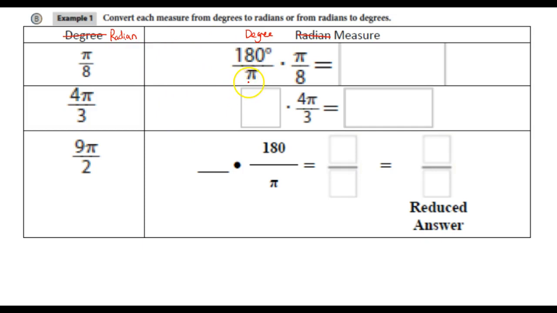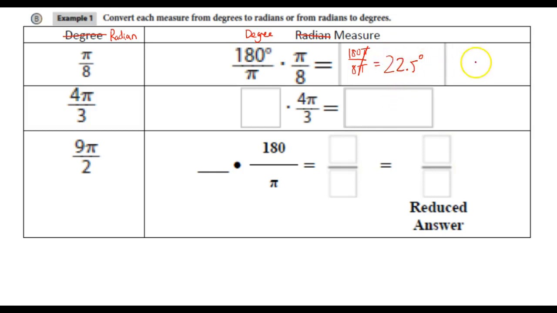So that would be 180 pi over 8 pi. And you notice that the pi's kind of cancel out. And let's see what we can reduce, 180 over 8. What would that be? Well, let's see if we could just divide that in. So 180 divided by 8 would be about 22.5 degrees.